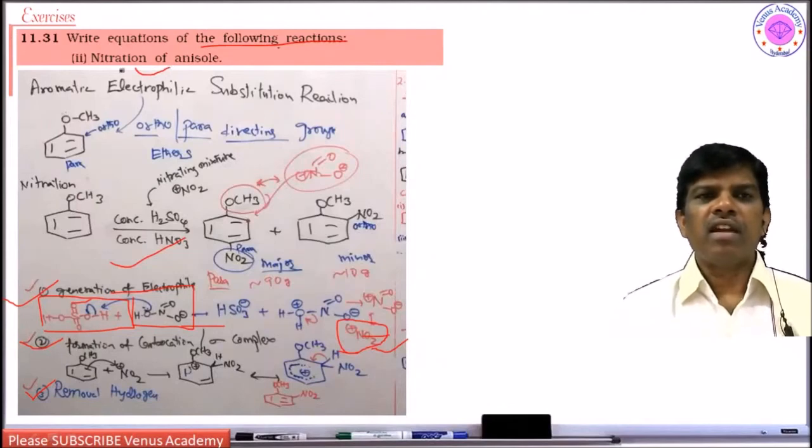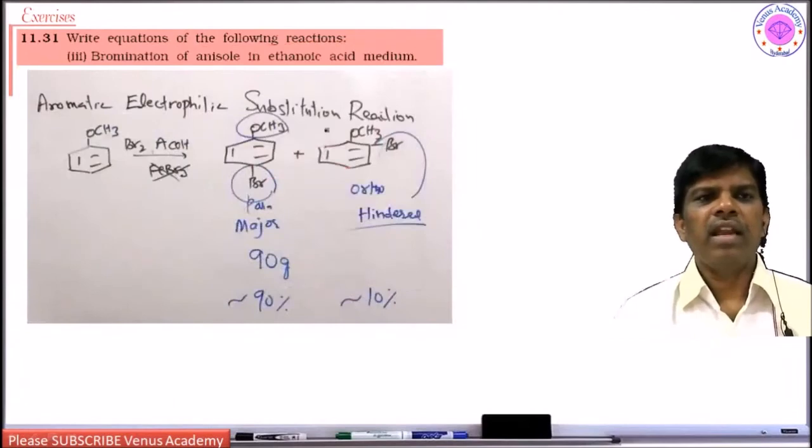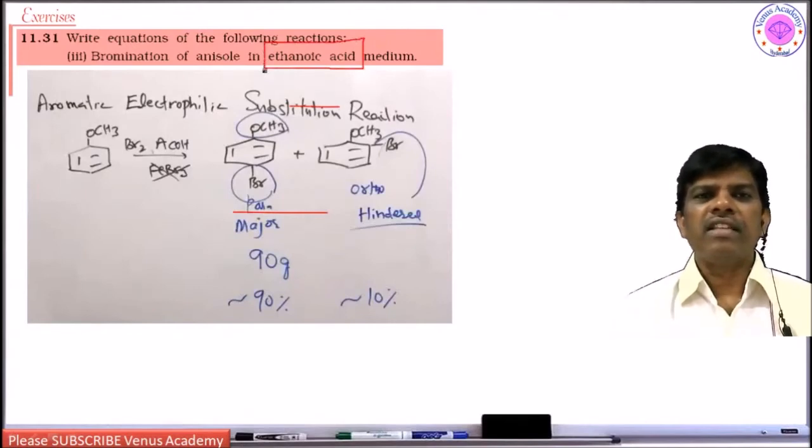So if it is not given, if I take dilute nitric acid, I am going to get only an ortho and para mixture. So next, write the equation: bromination of anisole in ethanoic acid. Dear students, the common name of ethanoic acid is acetic acid. It is a little bit confusing. So ethanoic acid, acetic acid.